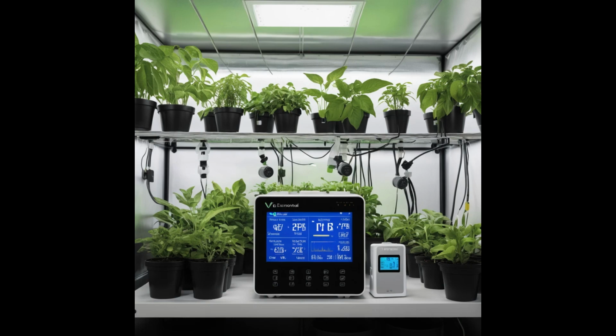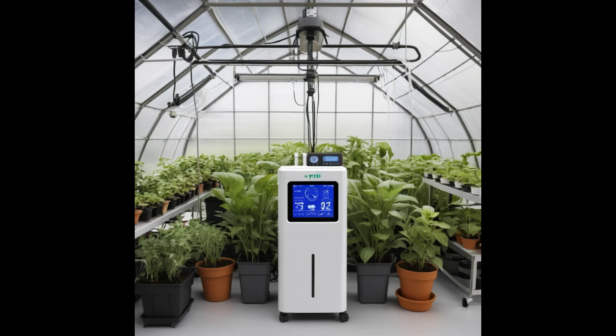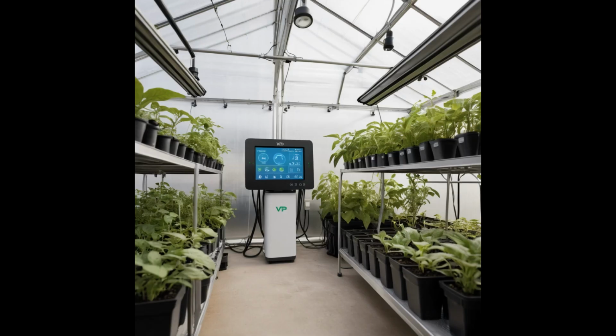Remember, achieving the right balance requires continuous monitoring and adjustments tailored to your specific plant's needs.